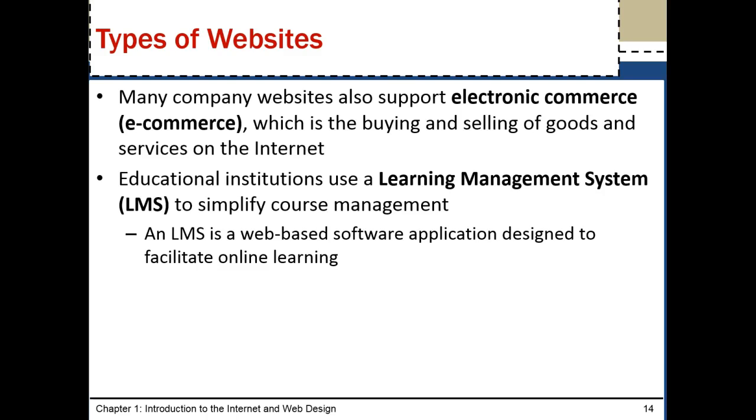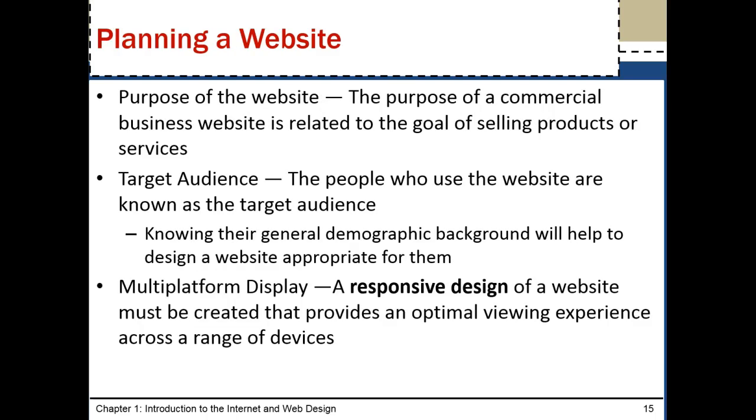Many company websites also support e-commerce, or electronic commerce, which is buying and selling goods online. Also, educational institutions use an LMS, or learning management system. This is the Canvas that we are using, and it helps facilitate online learning better. So in the next part, we are going to talk about how to plan for a website.